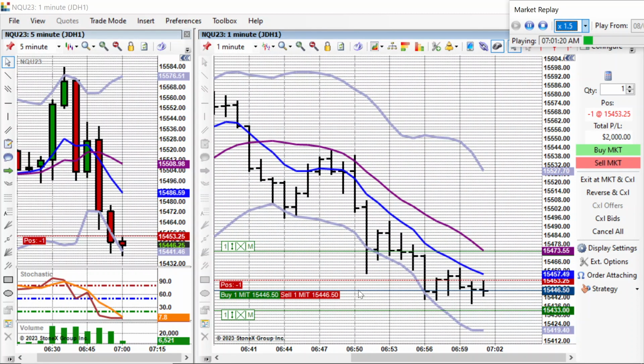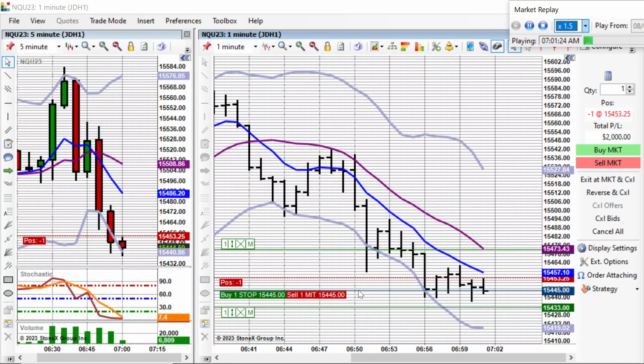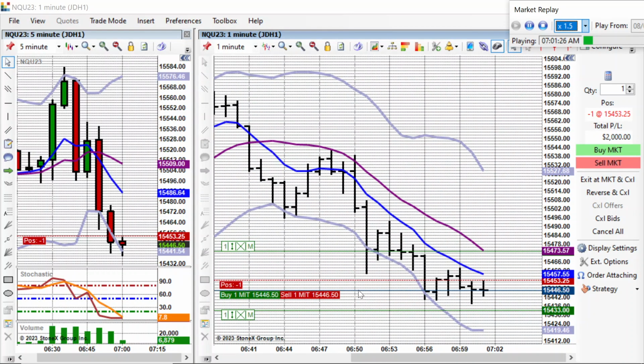I literally forgot what I did today in this situation. I'm sure I made this trade, but this might have been one that failed. I'm not sure.